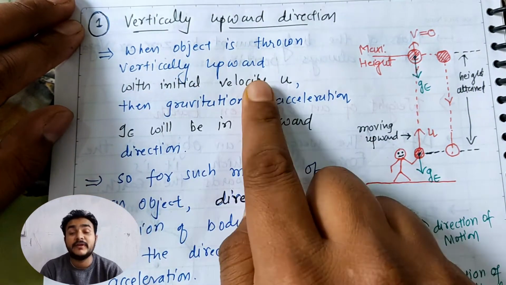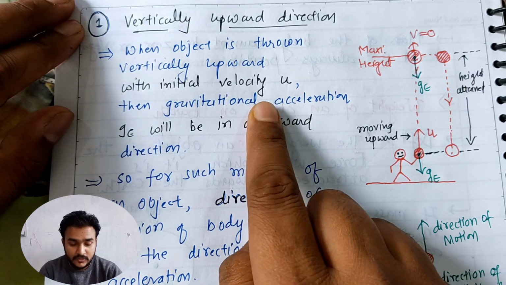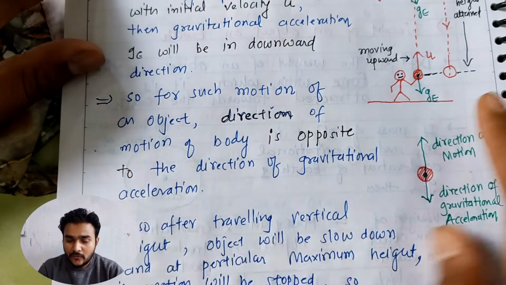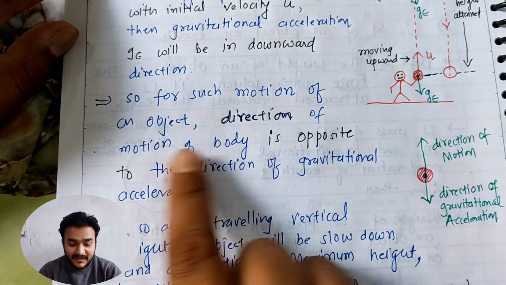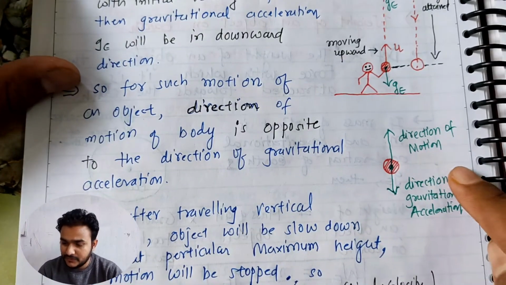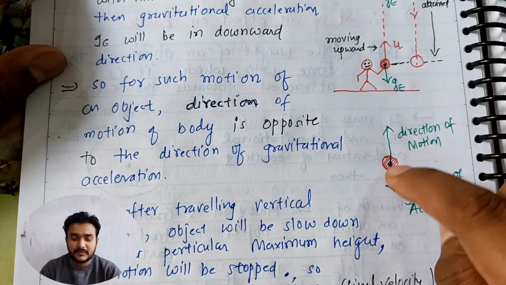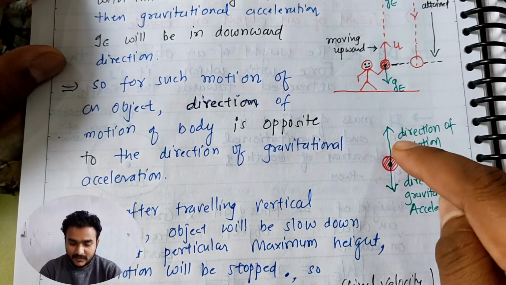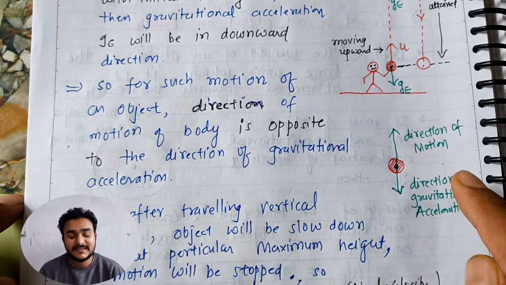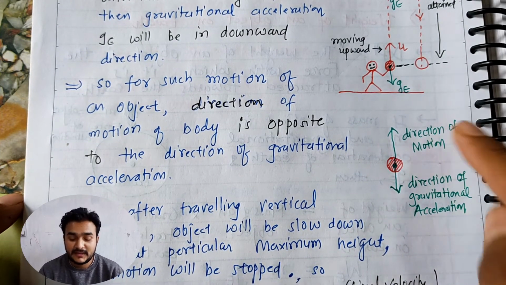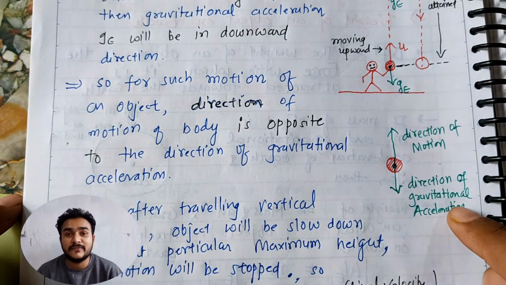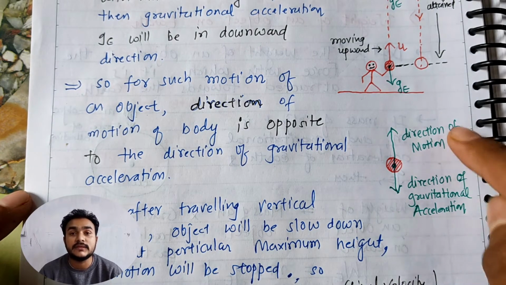So when an object is thrown vertically upward with initial velocity u, the gravitational acceleration g will be in the downward direction. For the motion of an object, the direction of motion of the body is opposite to the direction of the gravitational acceleration. As I have shown here, the direction of the motion of the body is in upward direction, and the direction of the gravitational acceleration is in the downward direction. So what you have to consider is the direction of the motion of the object and the direction of the gravitational acceleration of the object. For vertically upward motion, both are opposite to each other.